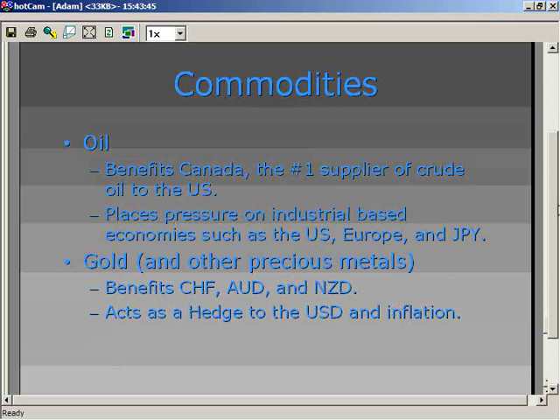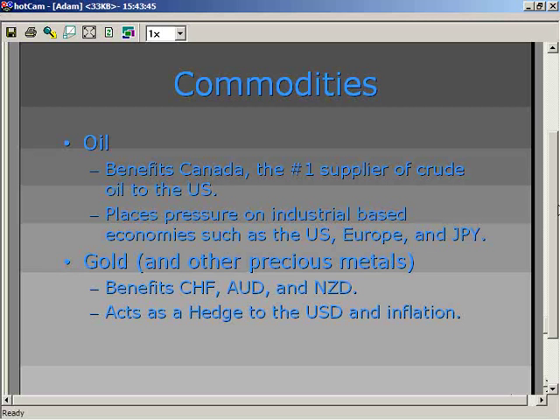Now let's talk a little bit about the commodity market. Commodities, oil, benefits again Canada, the number one supplier. They are the number one supplier of crude oil to the U.S. It places pressure on the industrialized economies such as the U.S., Europe, and Japan.